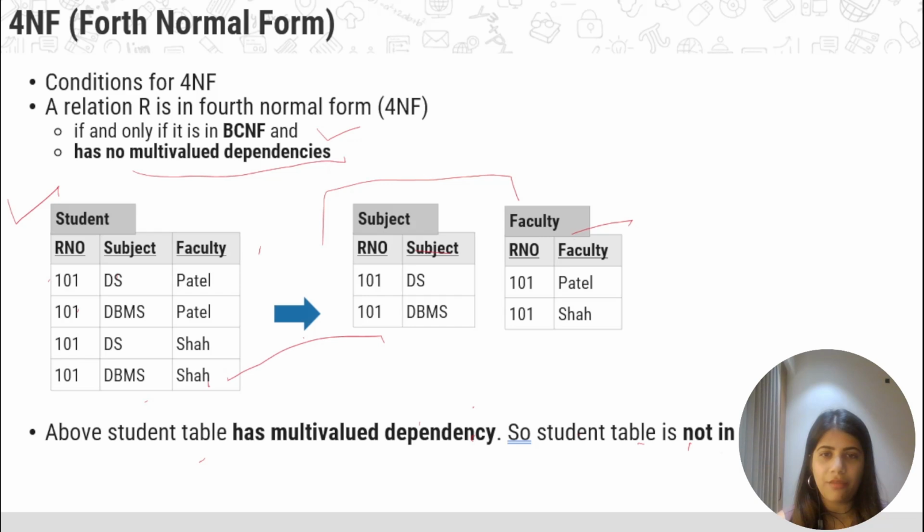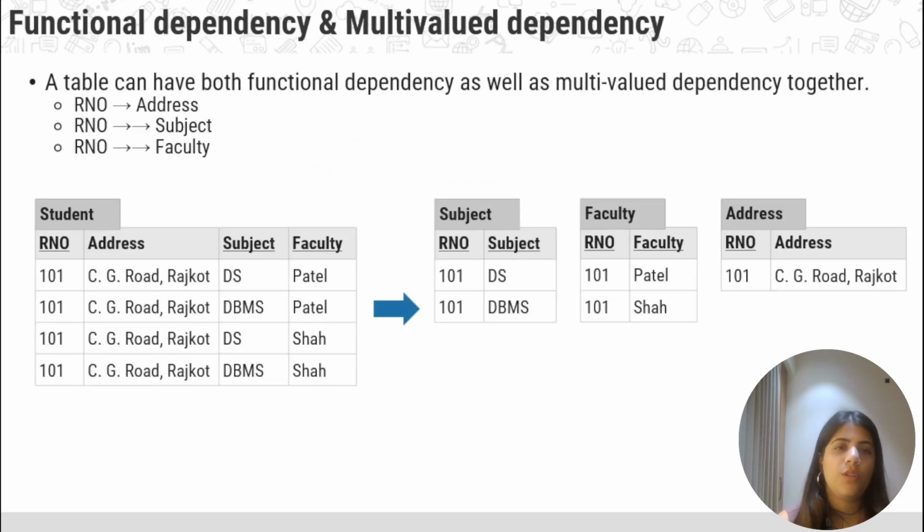How can we make it 4NF? By decomposing it into two separate tables over here. So a table can have both functional dependencies as well as multi-value dependencies together. Roll number can determine the address. Roll number can determine the subject, which is multi-valued. That's why I have put the double arrows. Roll number can determine faculty also. Again, double arrow because it is multi-valued.